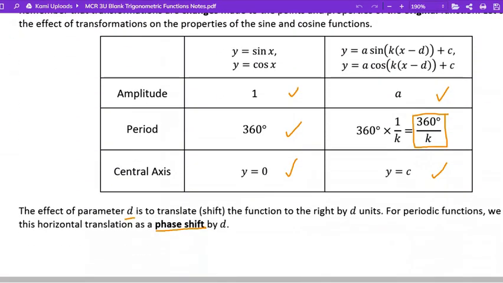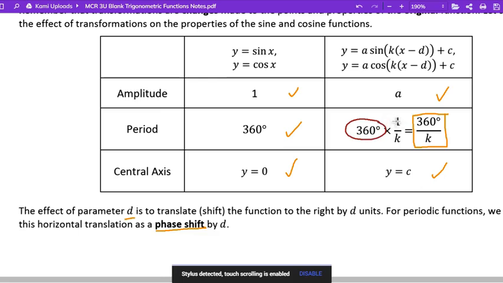Then we reviewed. And we had this formula, right? Because k messes us up all the time. To find out the stretch factor, you have to take the reciprocal of k, right? 1 over k. And because the period of a parent sine or cosine function is 360, we're going to divide it by the k value. Okay.